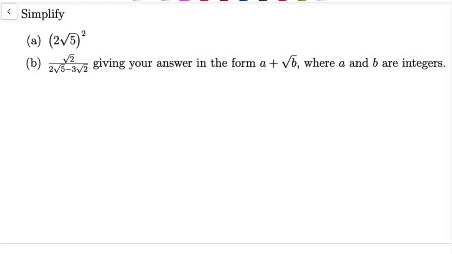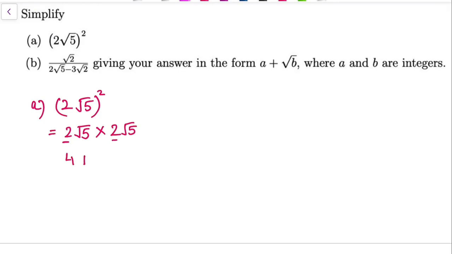Hi guys, so let's simplify these two questions today. The first question is 2 square root 5 whole square, right? So what we have to do is we will do 2 square root 5 times 2 square root 5 because it is a square. So we will do whole number times whole number, which gives us 2 times 2, 4, and square root 5 times square root 5 will give us 5 straight away. All right, so it will be 4 times 5, which is 20.